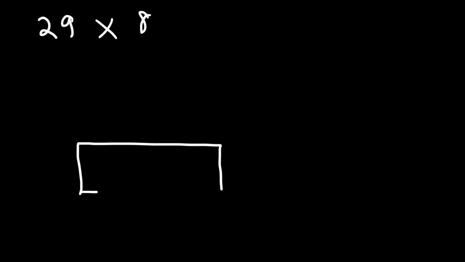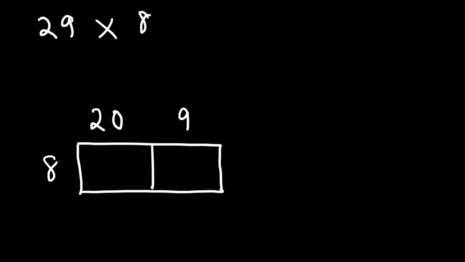In this video, we're going to talk about how to multiply two numbers using something called area model multiplication. So let's multiply 29 by 8. What I'm going to do is draw a box, and I'm going to split it into two boxes. Here, I just have one number, which is 8, so I can't really break that down into two numbers. 29, I can break it down into the sum of two numbers, 20 plus 9.